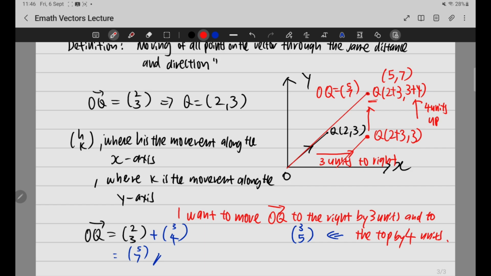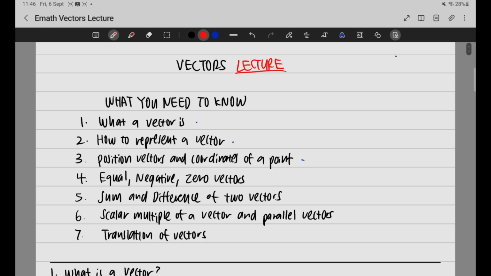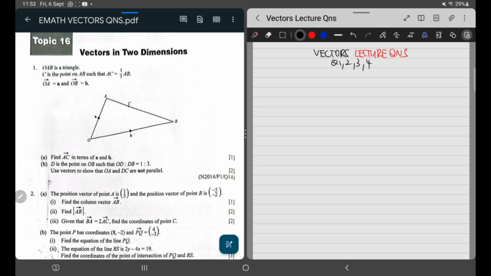So just think of translation as moving the entire vector to the left, to the right, up and down by adding a column vector to it. And if you need some more clarification, you can always reach out to me in the group chat, and I will try my best to re-explain this section if you don't understand, because this section is extremely important. With that, this is everything you need to know about vectors, and now we will head on to do the lecture questions. So let's jump right into it.